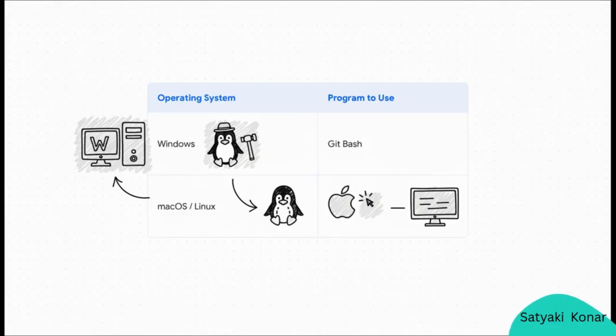Now, here's a little heads up. Depending on what kind of computer you have, this program has a different name. If you're on a Mac or on Linux, it's just called Terminal, and it's already there waiting for you. If you're on Windows, like many people are, the program we're going to install and use is called Git Bash. For this explainer, we're going to be focusing on that Windows experience, but trust me, the ideas are exactly the same no matter what you're using.